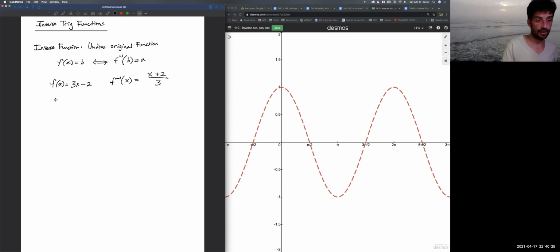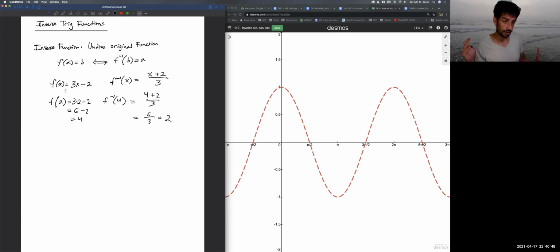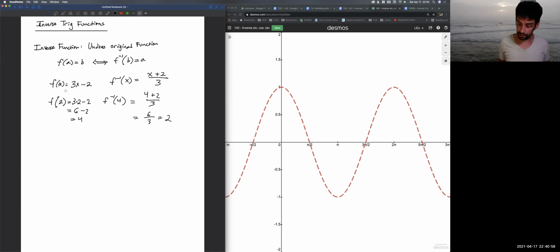So let's do an example. Let's take f of 2. We get 3 times 2 minus 2 equals 6 minus 2, or 4. So f inverse of 4, I get 4 plus 2 over 3. That's 6 over 3 equals 2, right? So in the original function, I put in 2, out came 4. In the inverse, in went 4, out came 2, okay? So that's what an inverse does, all right?